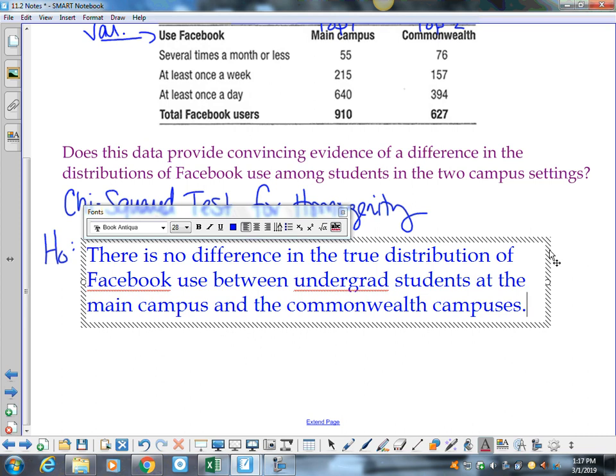There is no difference in the true distribution of Facebook use, that's the variable that I'm studying, between my two populations, students at the main campus versus students at the Commonwealth campuses. I don't see a big push for the word all here. True, yes. I don't think it would hurt to put the word all in here. To be consistent, you can do that, so you don't have to try to remember.